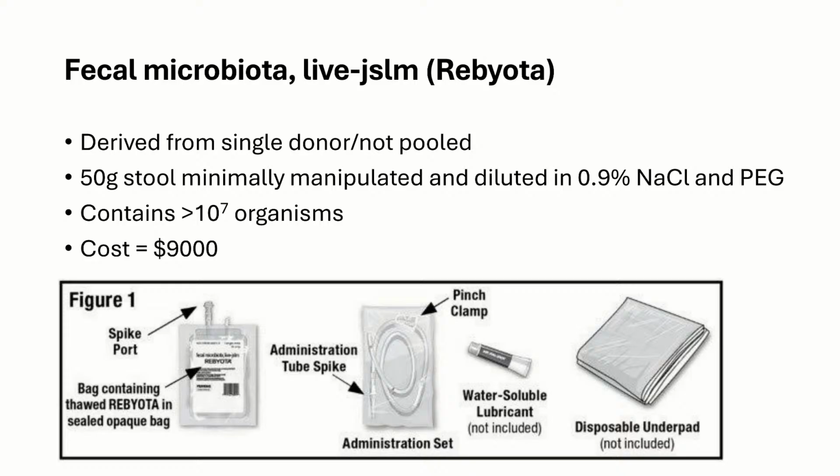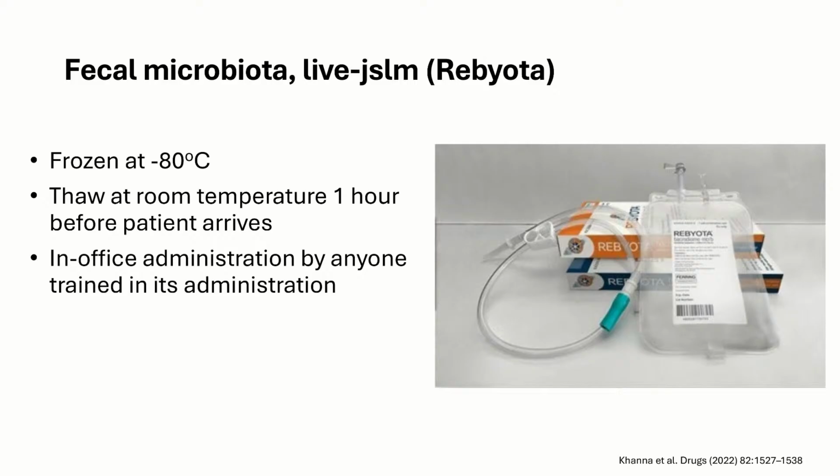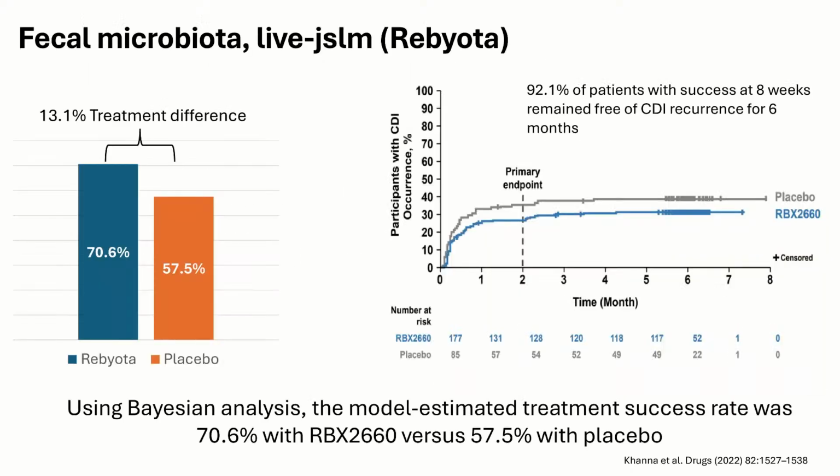They guarantee that it contains at least 10 to the 7 organisms, but it's quite expensive, certainly by European standards, $9,000 US. I'm not sure how well this would do in the UK or Europe or any other markets for that matter, and I'm not really clear whether the intention of the manufacturer is to expand into other territories, but for the moment this is only available in the US. It's stored frozen at -80. You thaw it at room temperature for an hour before the patient arrives, and it could be administered on an outpatient basis by anyone who's familiar with giving an enema. Basically, it's pretty simple.